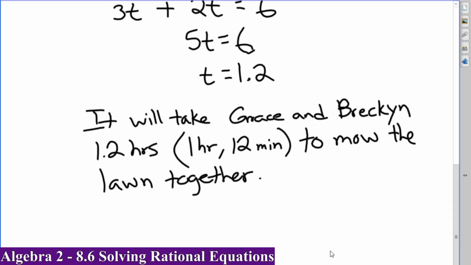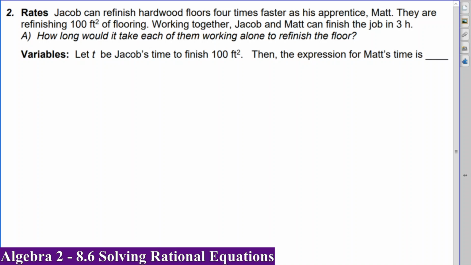So in example 1, we were given the rate of both people and found their combined rate. In example 2, though, we're going to be given what the combined rate is, and then we're going to determine what each individual rate is for the job. So we have Jacob and we have Matt, his apprentice. Jacob is 4 times faster than his apprentice. They are refinishing a 100 square foot piece of flooring, and they can finish it in 3 hours.